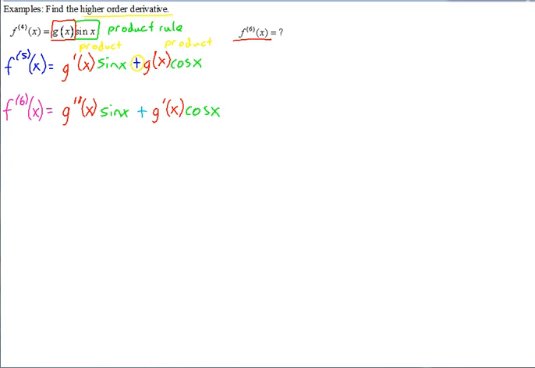And then we've got plus, now we've got to use the product rule on g of x cosine of x. So we take the derivative of the first one, derivative of g of x is g prime of x, times the second one as it is, cosine of x, plus the first one as it is, g of x, times the derivative of the second one, derivative of cosine of x is negative sine x. And let's just simplify this a little bit.